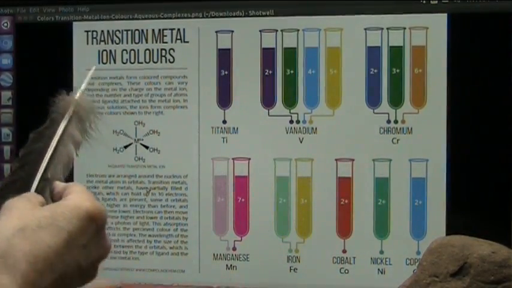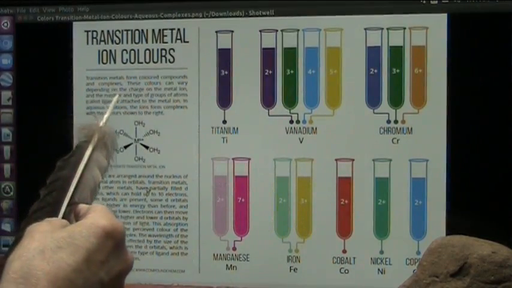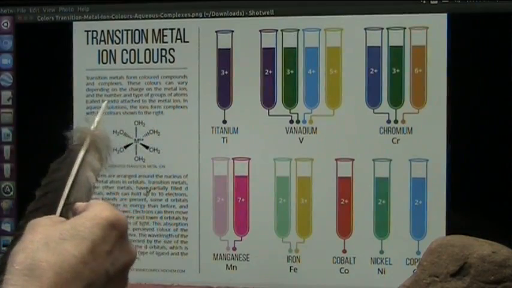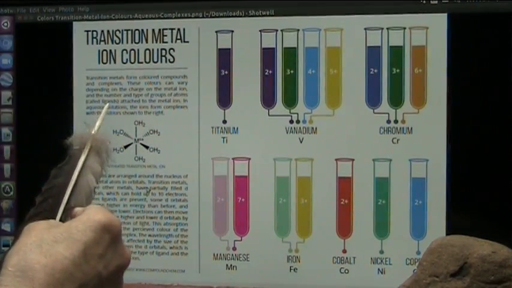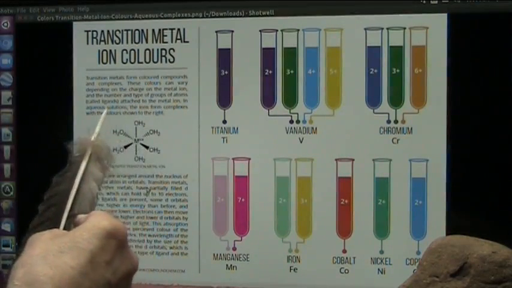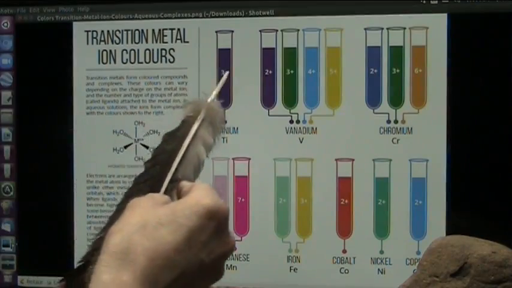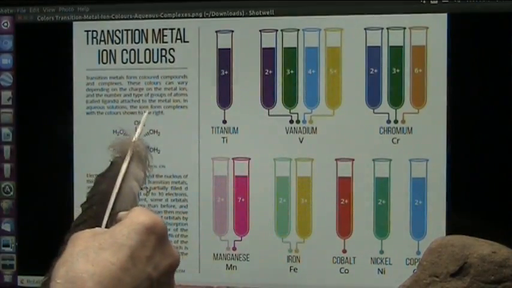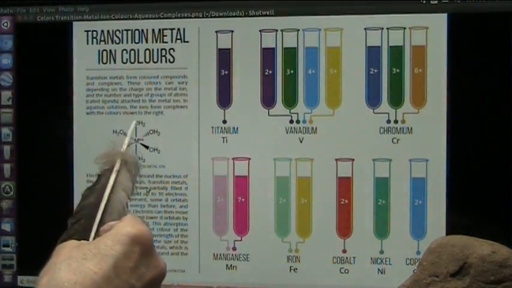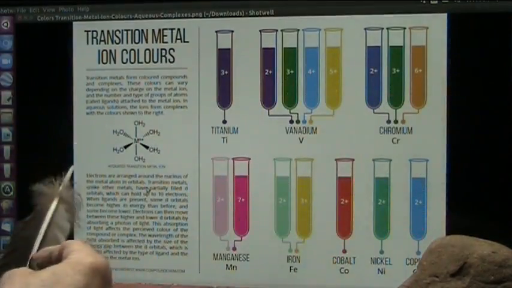But this is the key to these transition metals. The colors can vary depending on the charge on the metal ion and the number and type of groups of atoms called ligands. This is the key right here. These are the pinchers. They attach to the metal ion in aqueous solutions, watery solutions. The ions, which are these oxygenated states, form complexes, big molecules, with the colors shown to the right. That's the colors, their state. I don't know about that, but anyway.